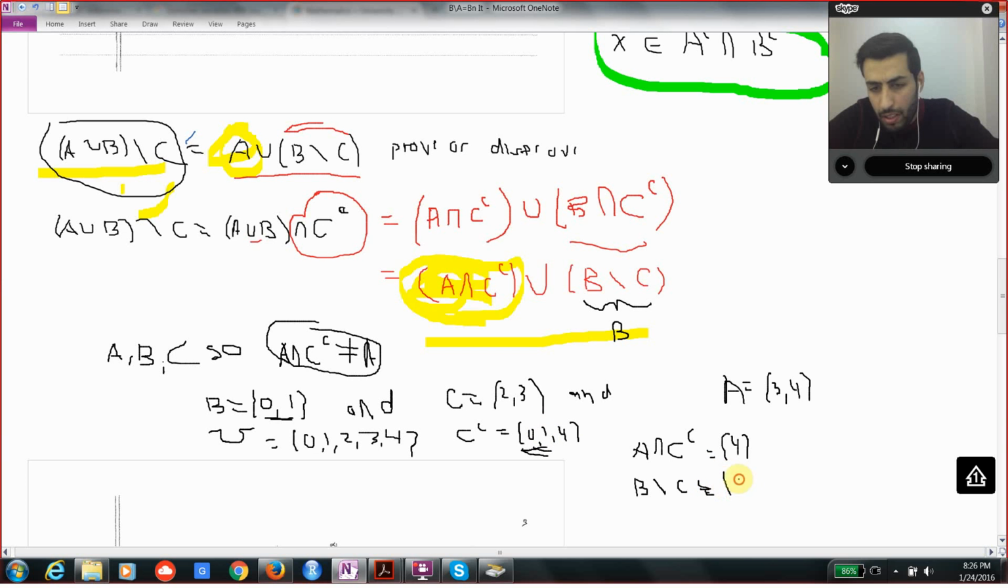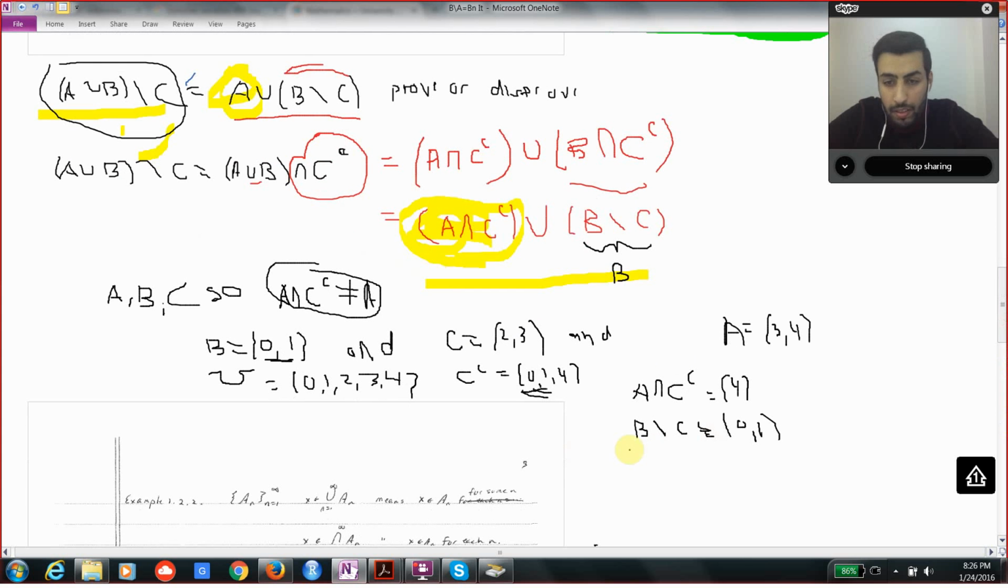Zero, 1, okay. So now let's form these two sets, okay? So A union B slash C is what? Let's write down A too. A is equal to 3, 4, okay. So now if we look at this, A union B difference C is what?